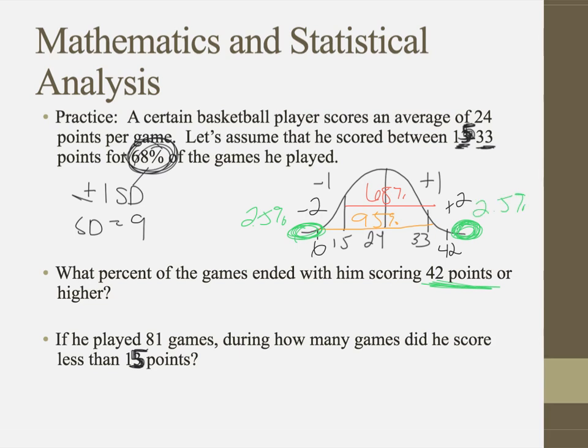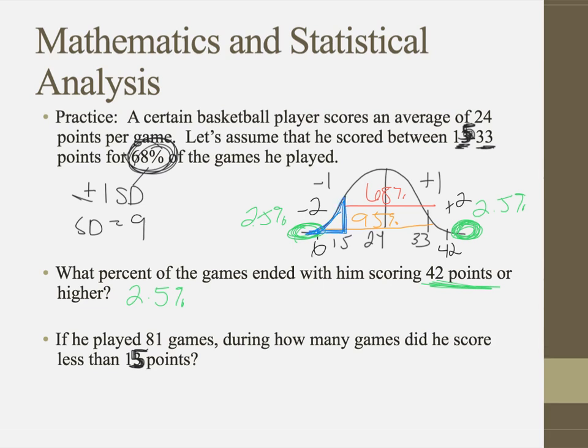So what percentage of the games ended with him scoring 42 points or higher? That should be 2.5%. If he played 81 games, during how many games did he score less than 15 points? Okay, now this one is a little bit tricky. So less than 15 points is this area out here. So all of this chunk.